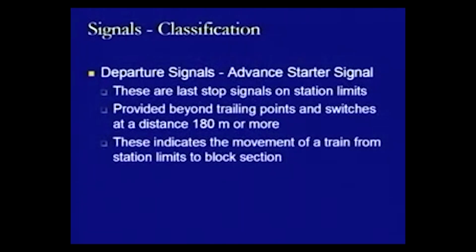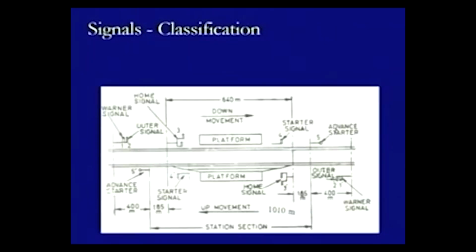These types of signals basically indicate the movement of a train from the station limit to the block section, as I have already defined. Here all 4 categories of signals on the basis of their location, the locational aspect, have been shown, as we have defined the 2 categories: the reception signals and the departure signals.